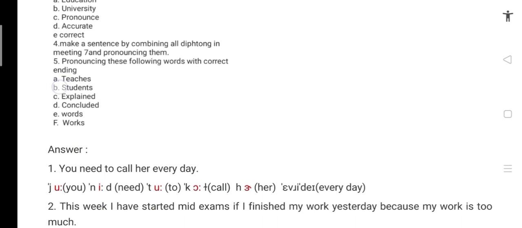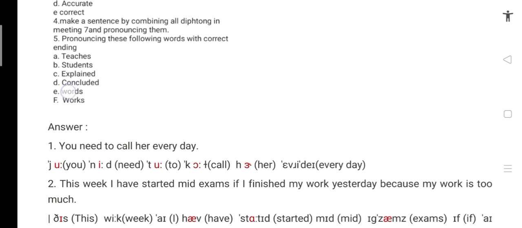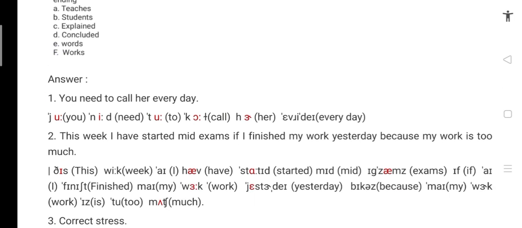4. Make a sentence by combining all the diphthongs in meeting 7 and pronounce them. 5. Pronounce the following words with correct ending: A. Teaches, B. Students, C. Explained, D. Concluded, E. Words. My answer is number 1.